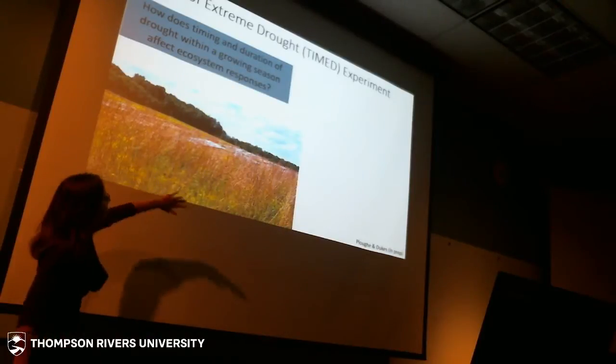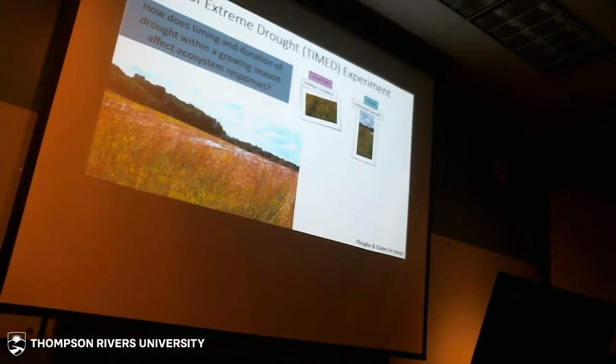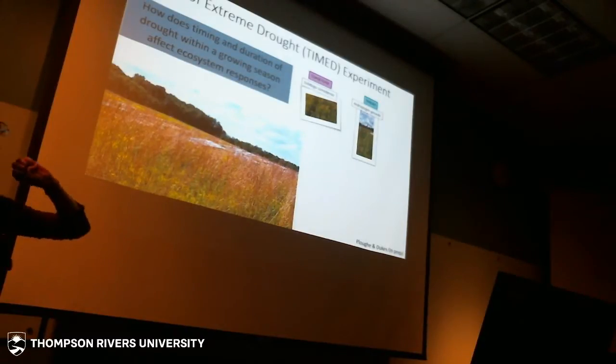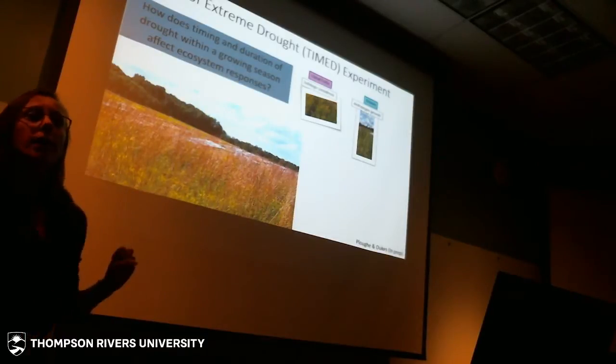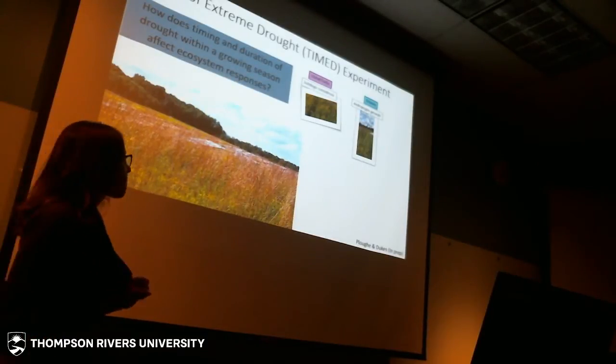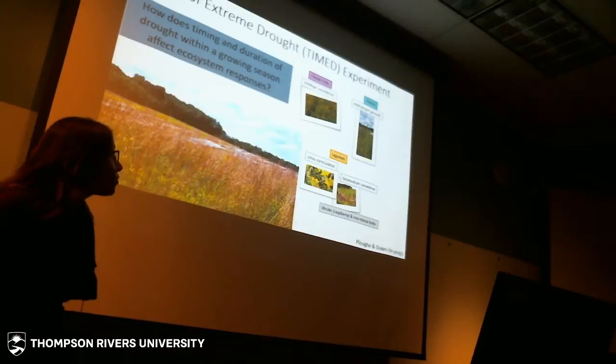So here's my site, and it is pretty much dominated by Solidago canadensis. It is not a diverse site. It is dominated by Solidago canadensis with Andropogon gerardii as the second. It can be co-dominant with Solidago canadensis. And then there's legumes as well.